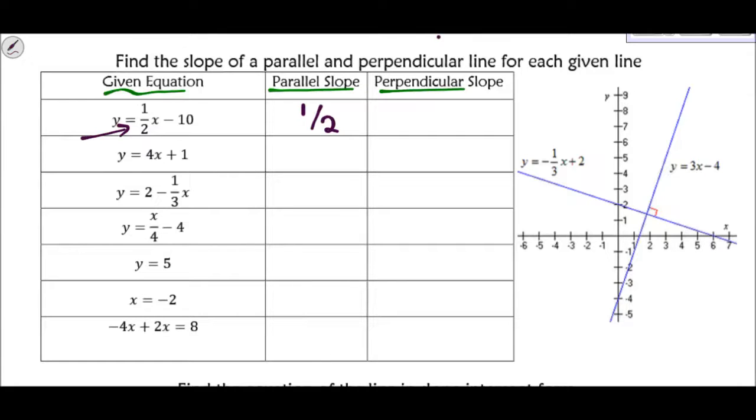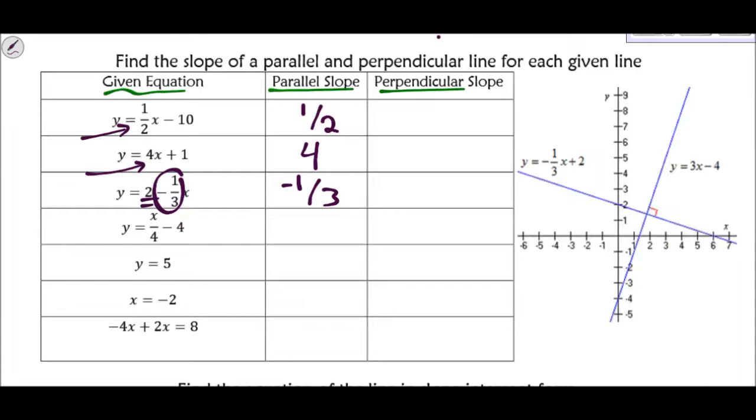The parallel slope to this one, I'm just recognizing the slope there, that's 4. The slope on this one, it's not the number in front. This is the y-intercept. That 2 is the y-intercept. The number that's being multiplied times the x, that's my slope. It's a negative 1/3. The slope is represented by the number that's attached to the x.